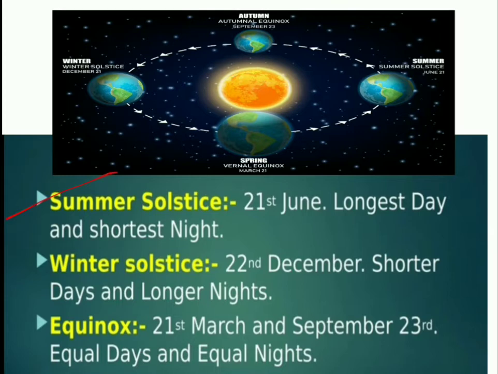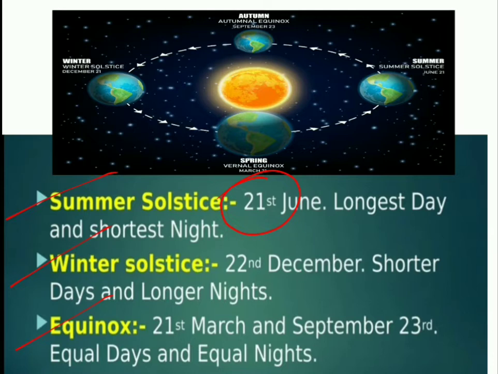First one: summer solstice, winter solstice and equinox. During the summer season, the earth experiences one particular day, that is 21st June. On that day, we experience the longest day and the shortest night. As we had discussed, 12 hours of day and 12 hours of night is called an equal day.